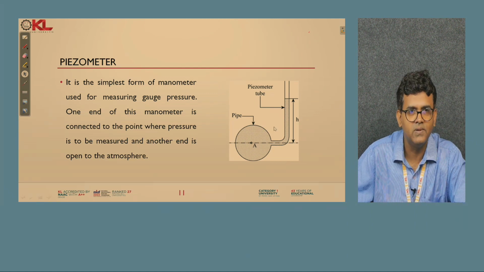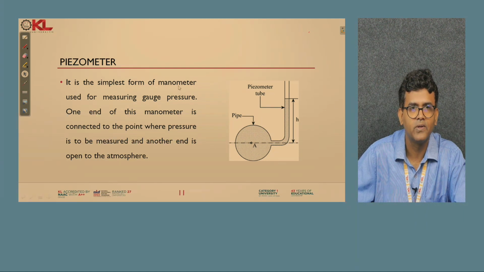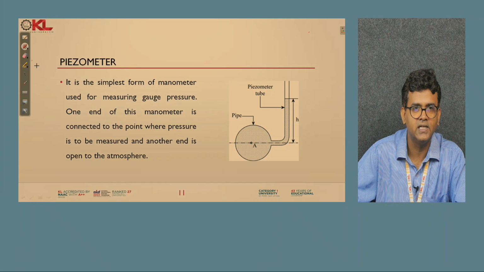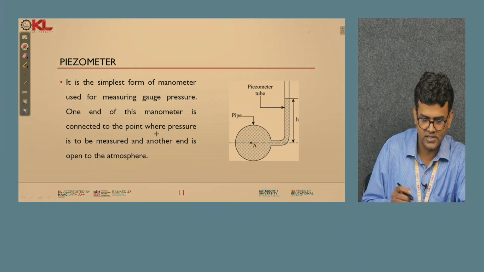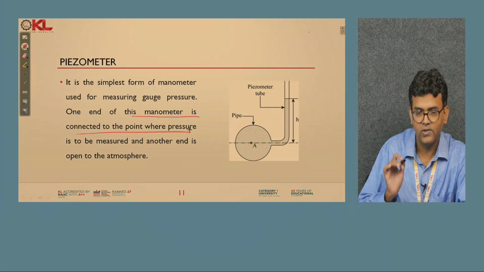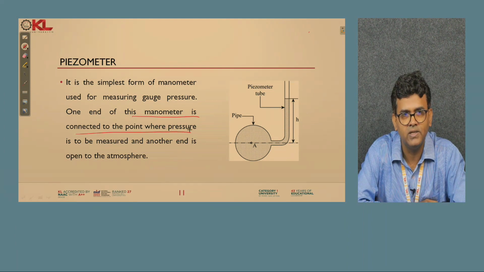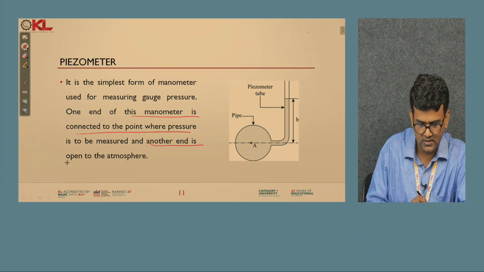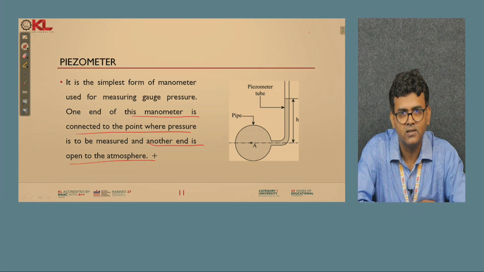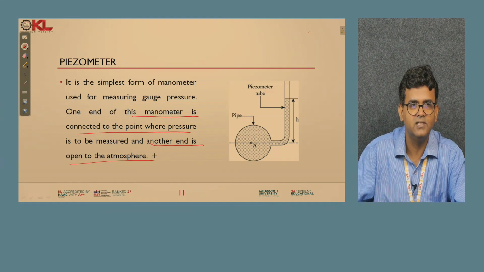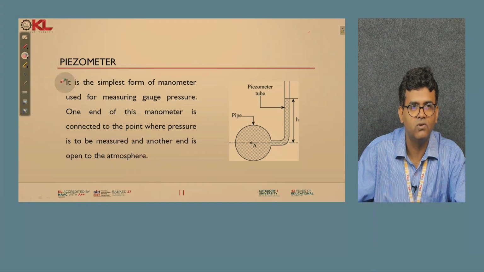Piezometer is the simplest form of the manometer, used for measuring the gauge pressure. One end of the manometer is connected to the point where the pressure has to be measured, and the other end is open to atmosphere. So that is the piezometer. This is the simplest form of the manometer.